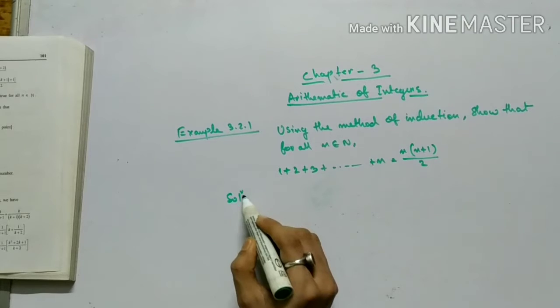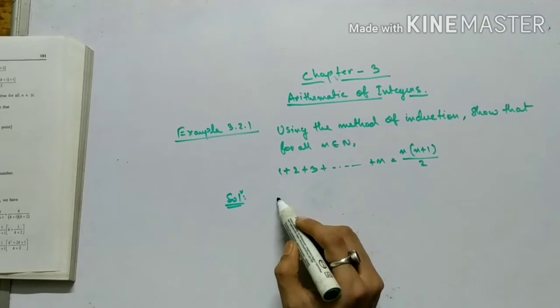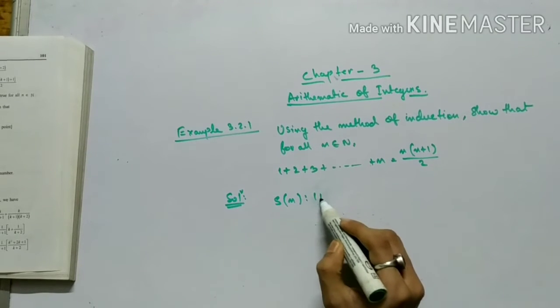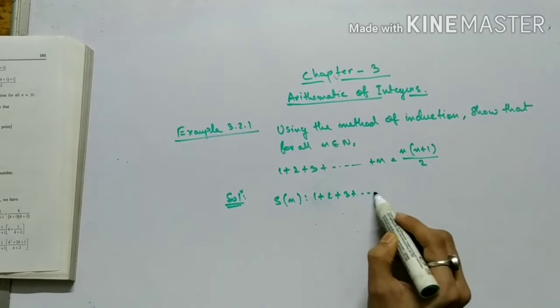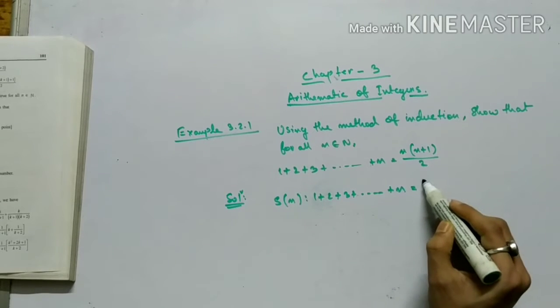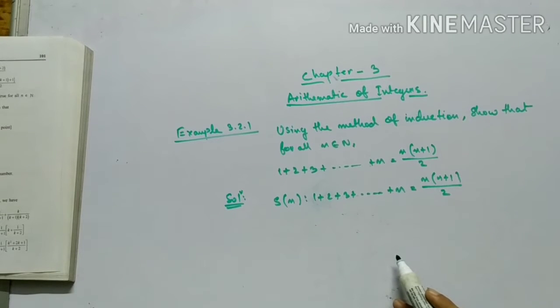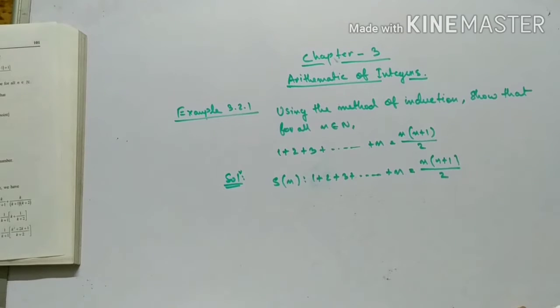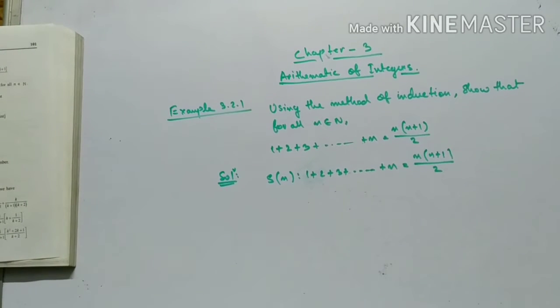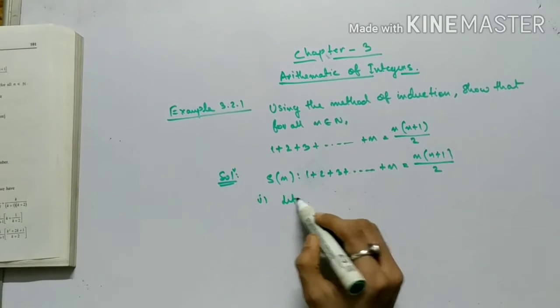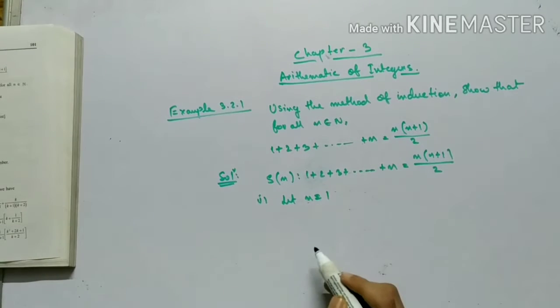So in here, look at the solution very carefully. First of all, I will take Sn such that 1 plus 2 plus 3 plus dot dot dot plus n is equal to n into n plus 1 by 2. Okay. So now this is your first one, let n is equal to 1 I will take.